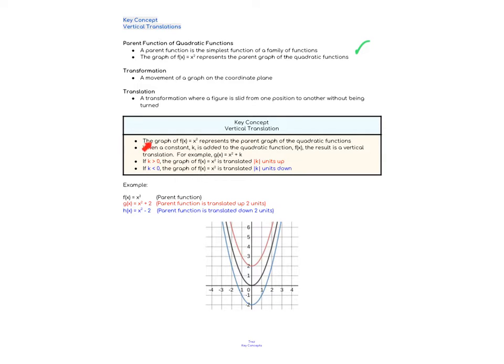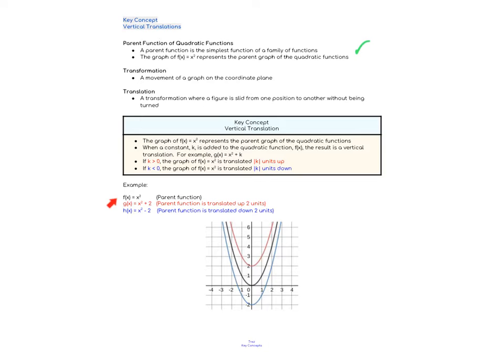So the graph of f of x equals x squared represents the parent graph of a quadratic function. When a constant k is added to the quadratic function, the result is a vertical translation. For example, g of x equals x squared plus k. If k is greater than 0, it's translated up. If k is less than 0, it is translated down. So let's take a look at our example.